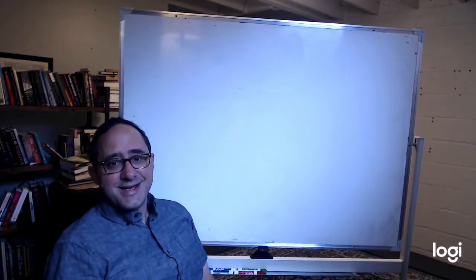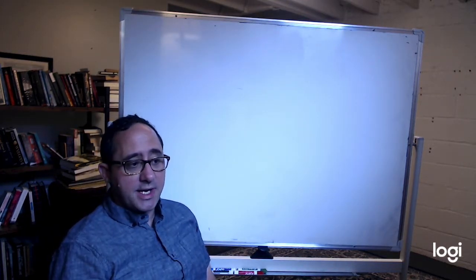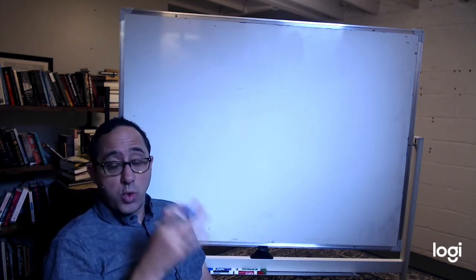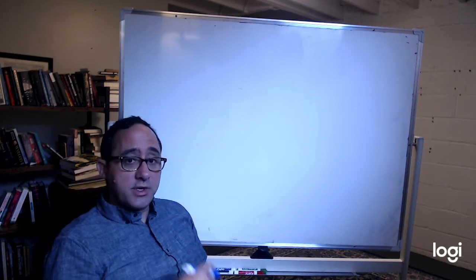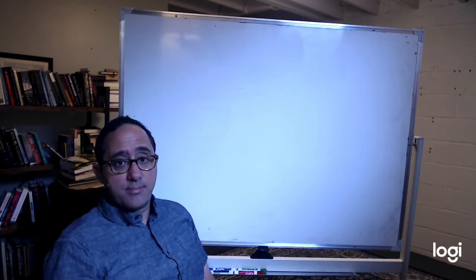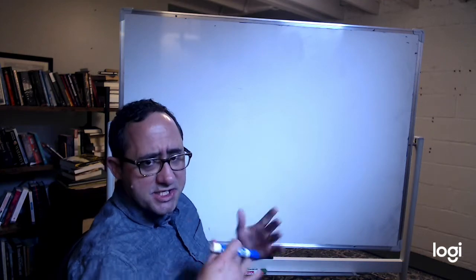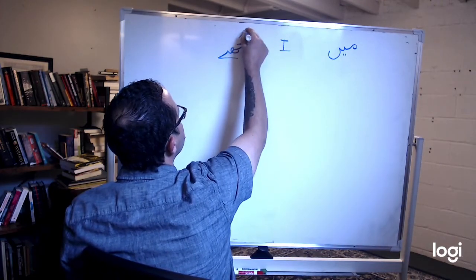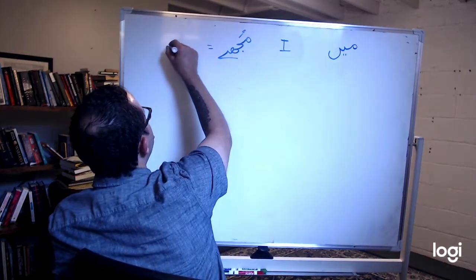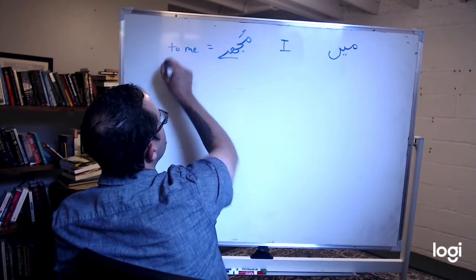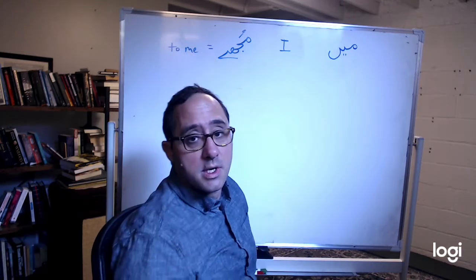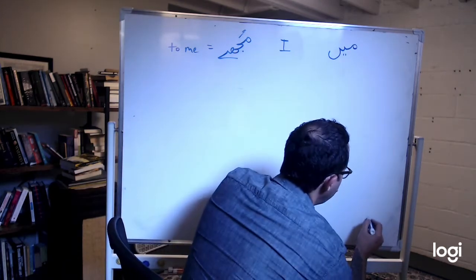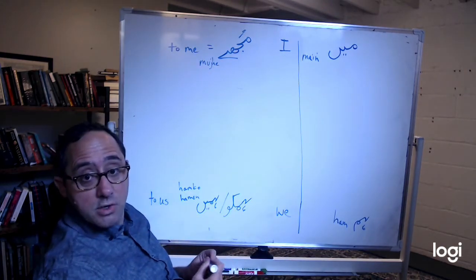All right, everyone. Last time we introduced I and me and we and us. Now we're going to go through the other pronouns. So let's start with putting the others there. Mujhe equals to me. I'm going to put we all the way down here. Humko and humme.